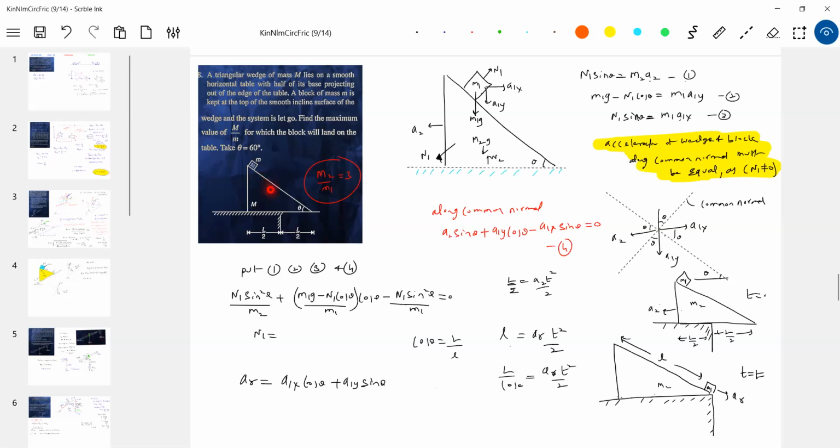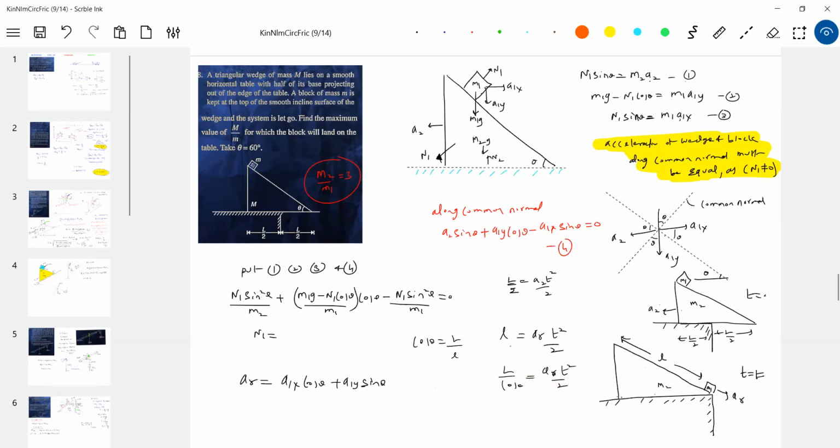How is it possible? Sir, angle is given, so it is not sure that the block will land at the edge for the minimum value. Find the minimum value of M2 by M1 for which the block will land on the table, it is telling. Minimum value means, if we are getting A1y and A1x such that for all A1x it will lie on the table, something like that, sir. We have to constrain it by vertical displacement, not by horizontal displacement, because this and what we wrote previously are the same thing.